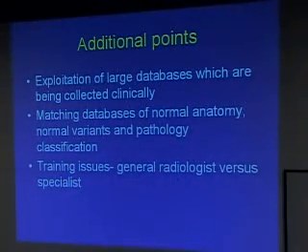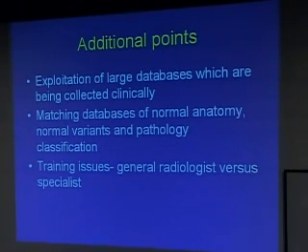So we have large databases. We need to exploit these databases. We need to develop databases of normal anatomy, normal variants, and correlate with our pathology. There's no integration. There are separate silos between the medical imaging in the radiology department and the medical imaging in the pathology department, and those things need to be considered.